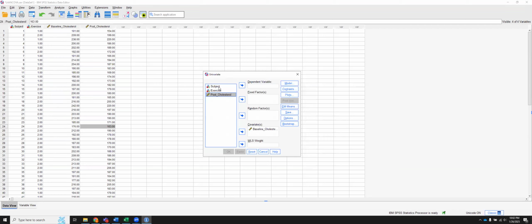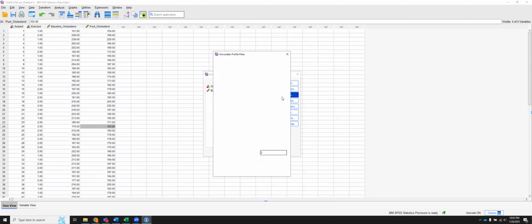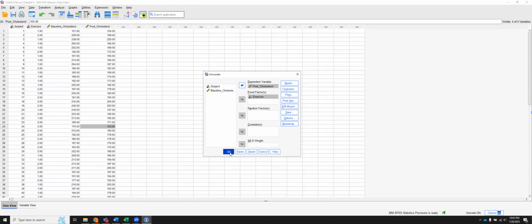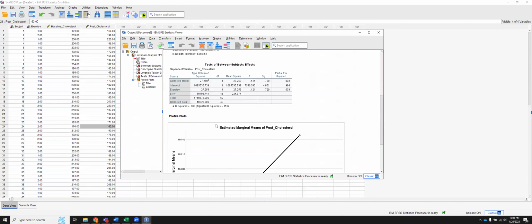First, let's take a look at whether the exercise can affect the post cholesterol level. We put the exercise as the factor. For the first time, we don't put the baseline level in as a covariate yet. We just want to see whether the exercise can significantly impact their post cholesterol level. Because there is only one factor, we don't have to do anything else. Of course, if you want to plot, you can put the exercise and add it. Let's take a look first. Okay and okay. So here we go.